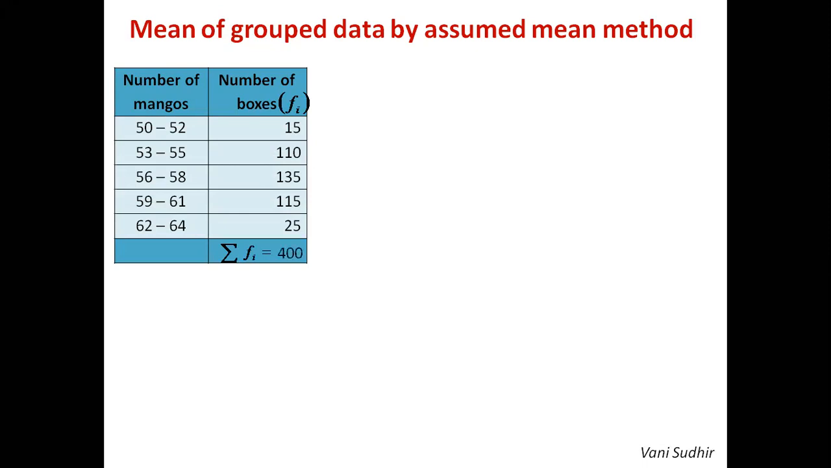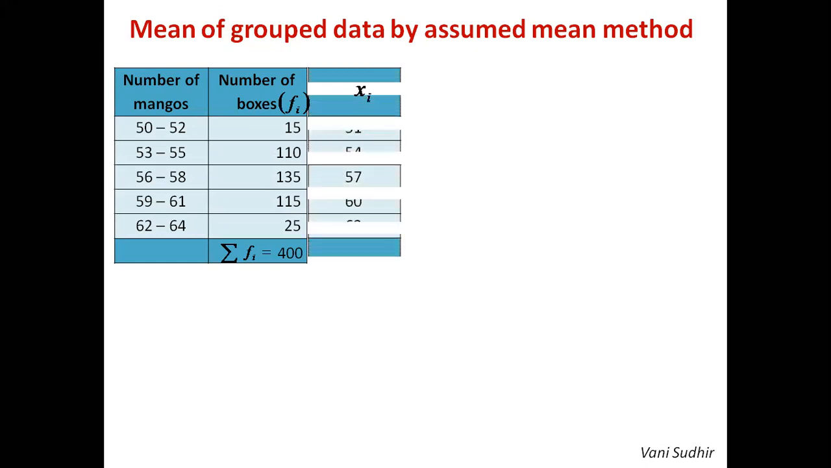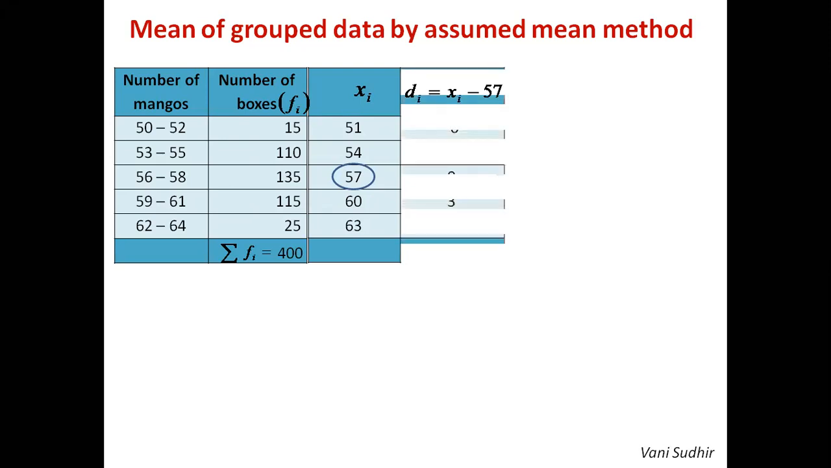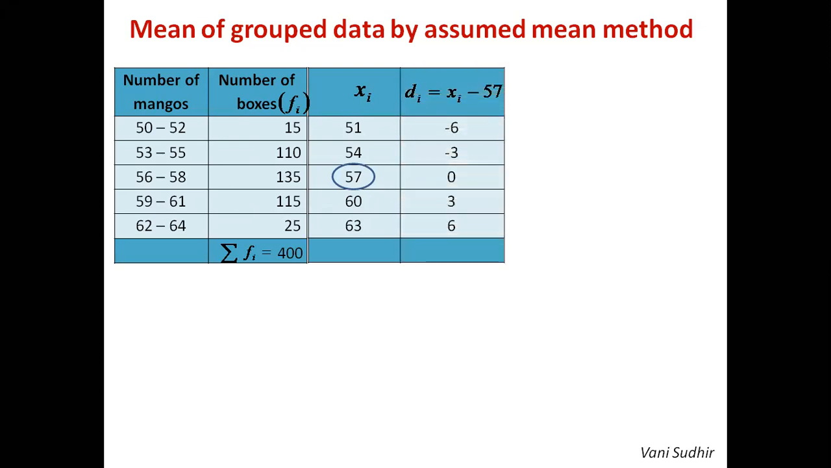As discussed earlier, we need to find the class marks of each class interval. Let us choose one among the xi as the assumed mean, denoted by A. Here A is 57. Now the deviations of xi from A are denoted by di. That is, di's are the differences between each of the xi and 57. That is 51 minus 57 is minus 6, 54 minus 57 is minus 3, and so on.